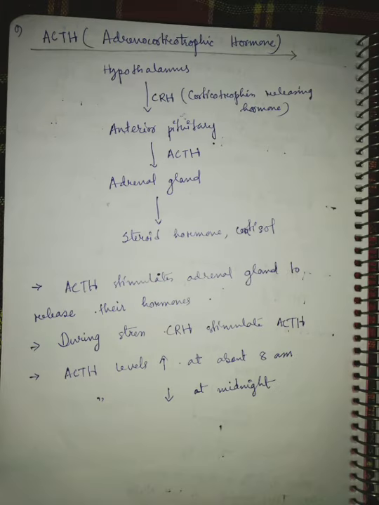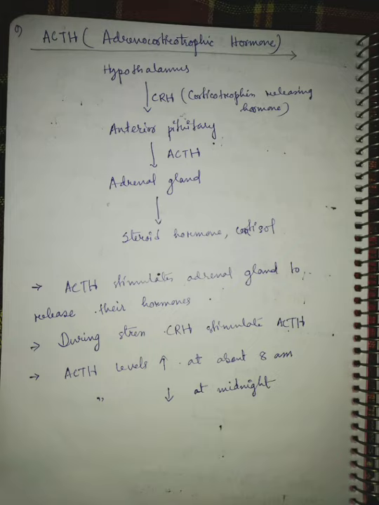Now about ACTH, that is adrenocorticotropic hormone. Here the name itself says adrenocorticotropic, that means it stimulates the adrenal gland. It is not secreted by the adrenal gland, but it is secreted by the anterior pituitary, and it only stimulates the adrenal gland to release adrenal hormone.